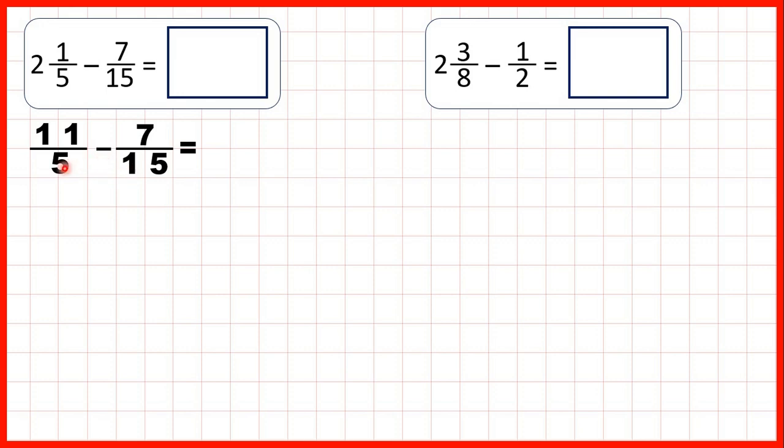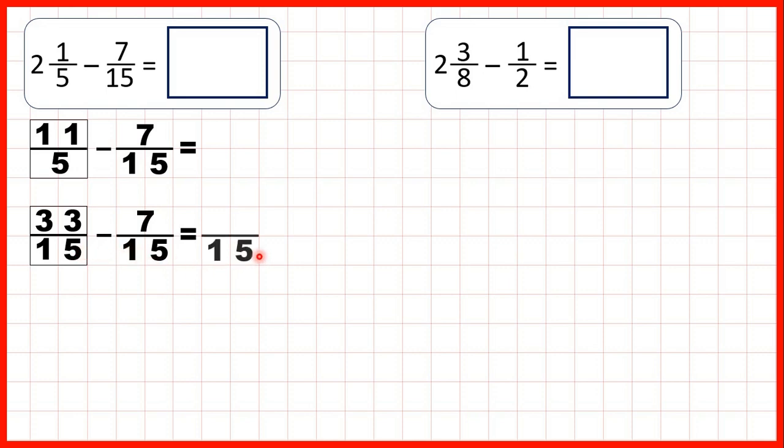Now 15 is in the 5 times table, so we can find a fraction equivalent to 11 fifths, which has a denominator of 15. That's 33 fifteenths, because we use multiplication to find equivalent fractions. 5 times 3 is 15, and 11 times 3 is 33. So now we can take 7 fifteenths away, because we have a common denominator. So the denominator stays the same in our answer, and 33 minus 7 is 26.